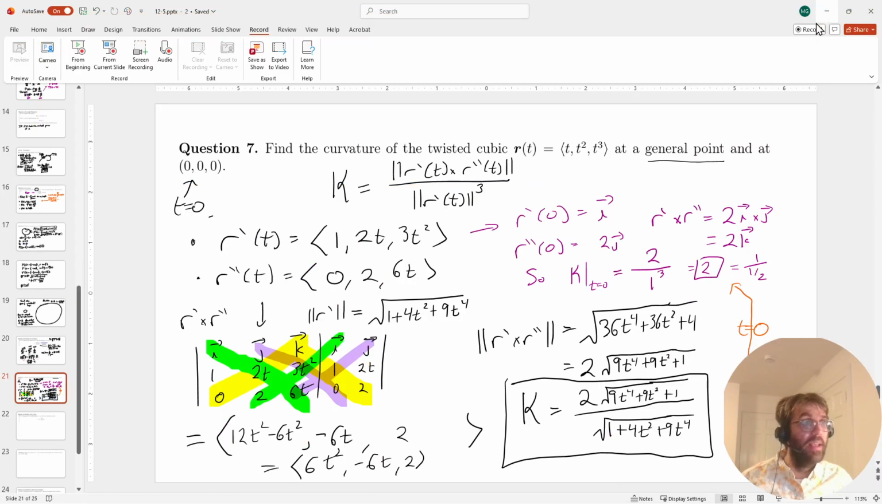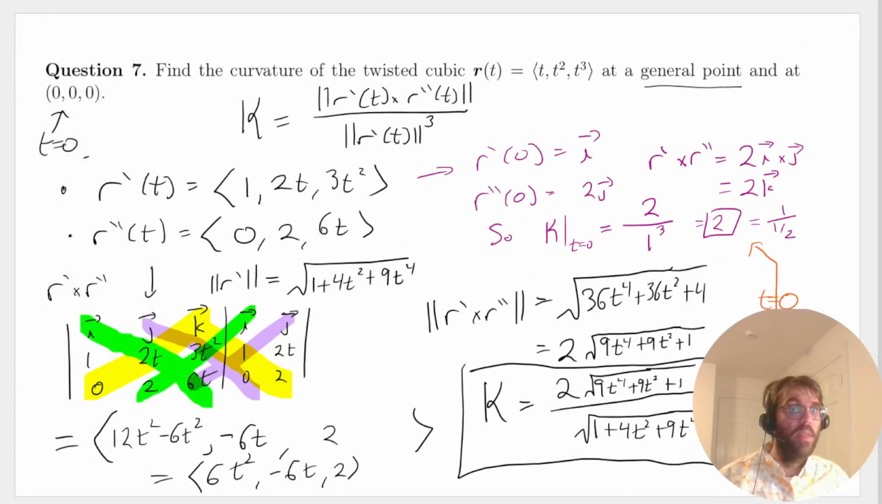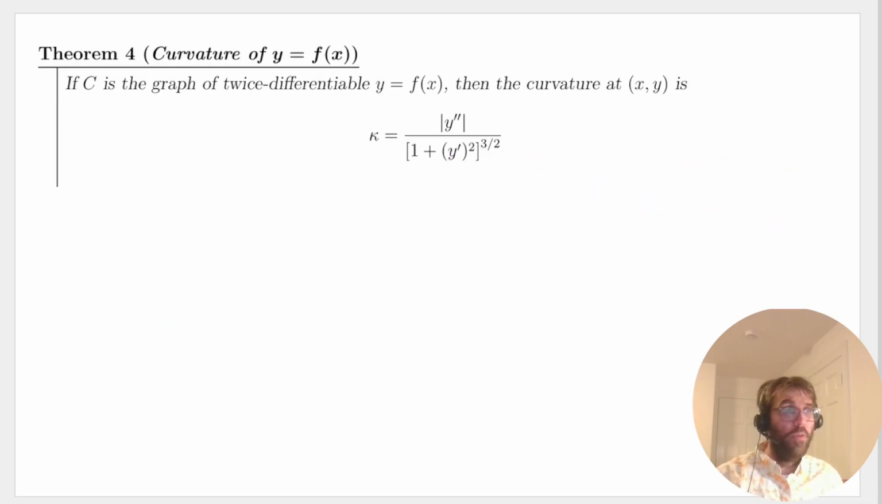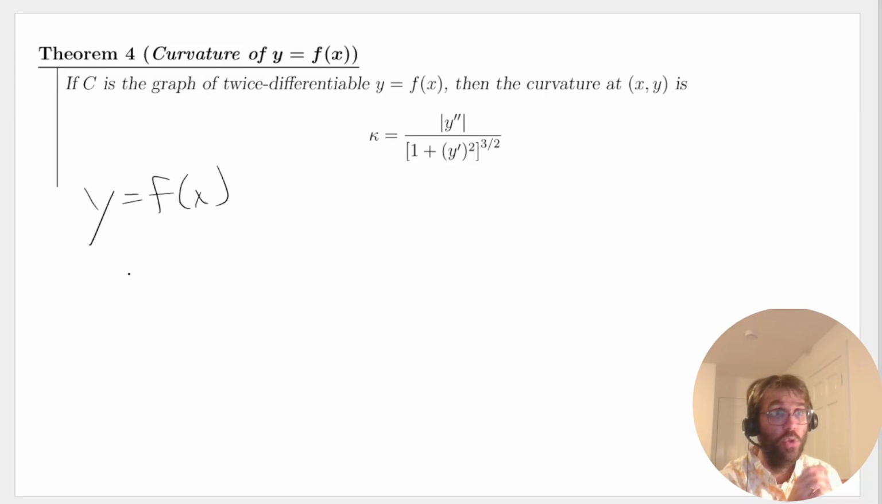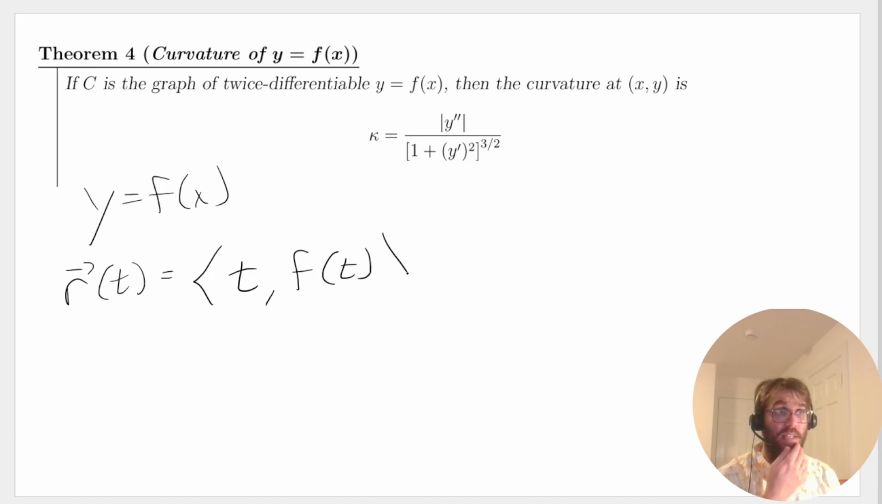Okay, let's jump back into our PowerPoint real quick. I just want to give you one more formula that if you're in 2 dimensions here, which means single variable calculus, so you are instead here, you got y equals f of x, which you could always write, by the way, as r of t, just using a parameter t for x, and then the y is always f of x, so in this case f of t.